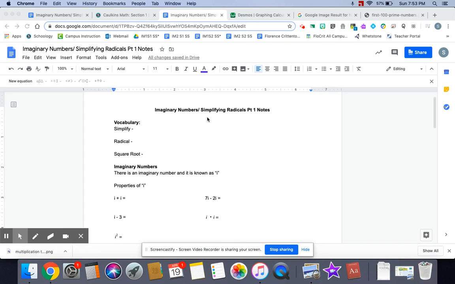All right, welcome to Notes on Imaginary Numbers and Simplifying Radicals. This is part one. We will start this today, keep learning it tomorrow. So first, let's talk about the simplifying radicals parts.